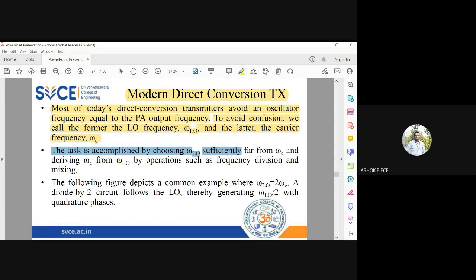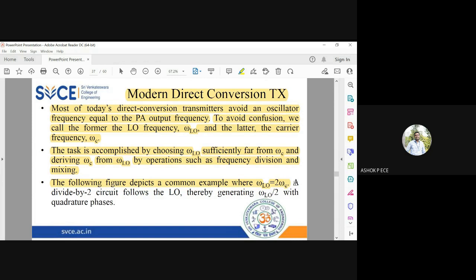We can avoid oscillator pulling by choosing omega LO and omega C to be far away from each other, so that there is no relation between them. Thereby, we can eliminate unnecessary effects in our transmitter. The most commonly used relation is to take omega LO to be 2 times omega C.